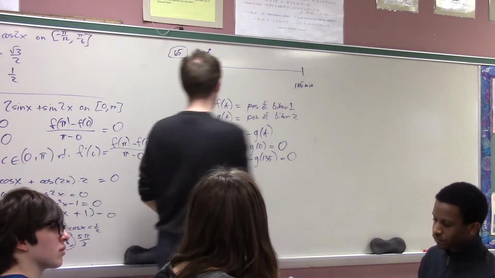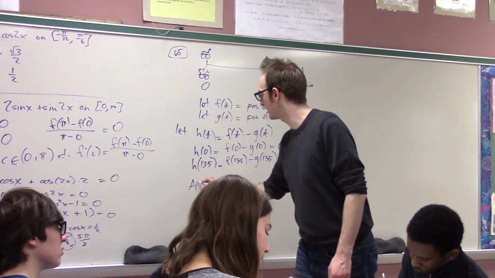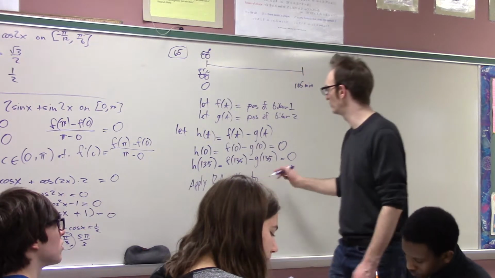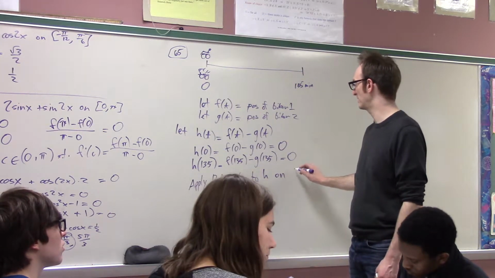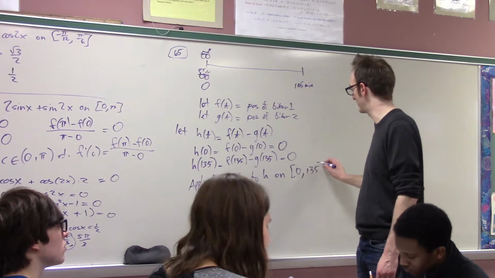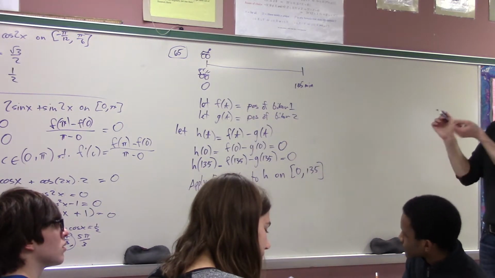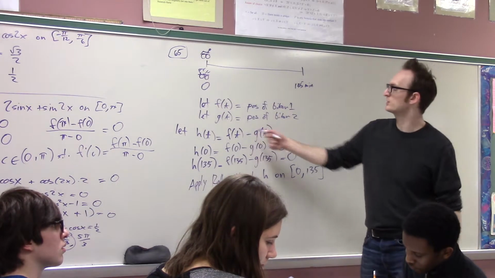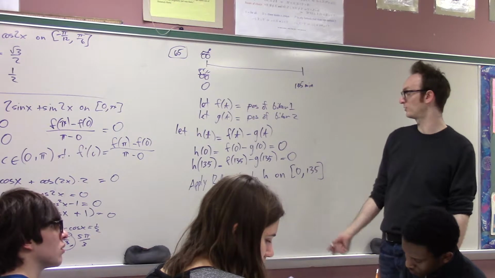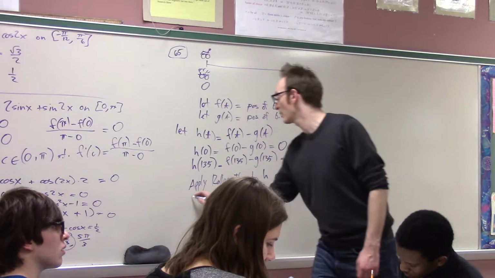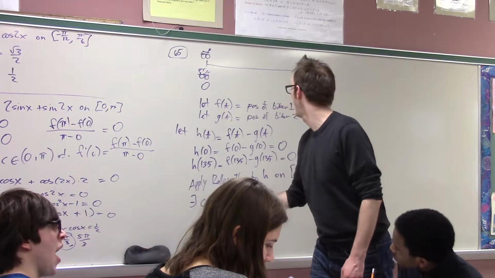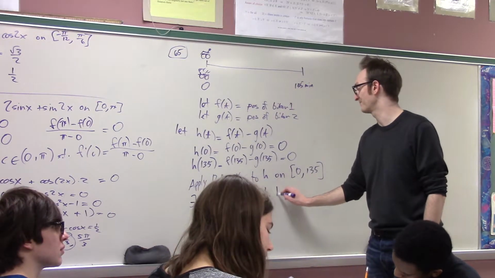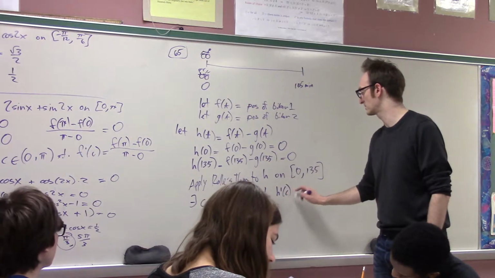So if you now apply Rolle's theorem to h on the interval 0, 135, assuming that these two bikers have continuous and differentiable position functions, then the difference is also continuous and differentiable. So if we apply Rolle's theorem to h on this interval, what that says is that there exists a point c on the interval 0, 135, such that h prime of c is 0.